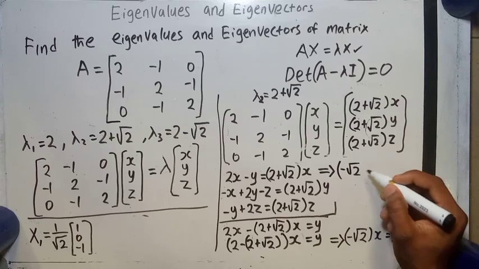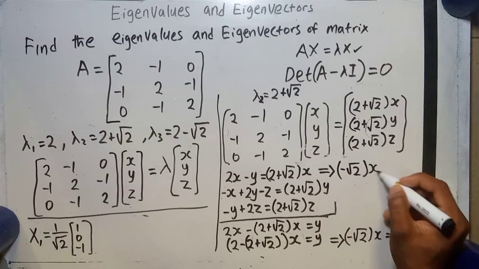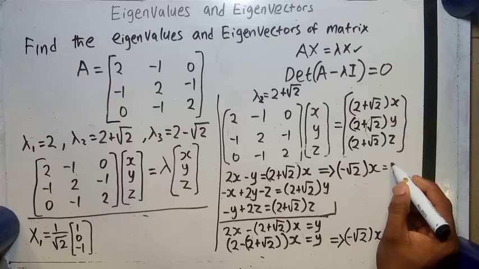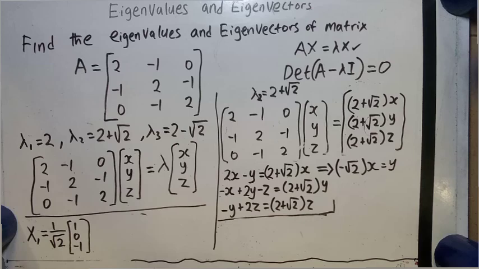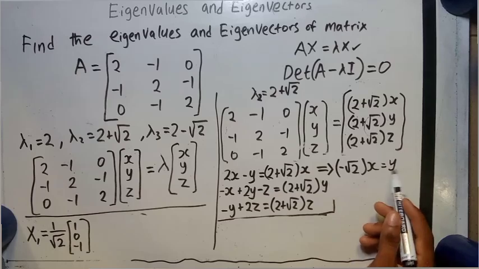Minus root 2 is equal to what? Y. Okay. Now, focusing on the third one, the third one, which is this guy. I think we have gotten something for y.